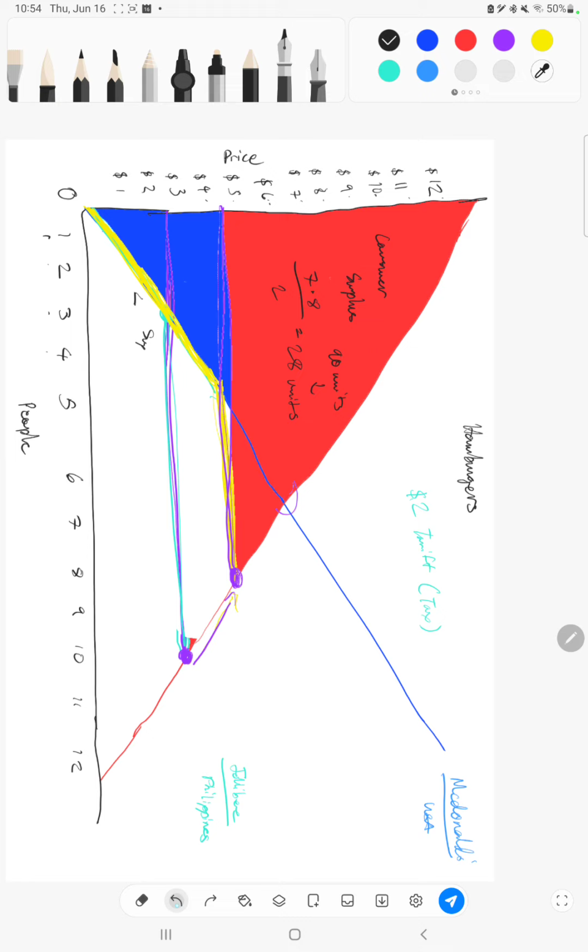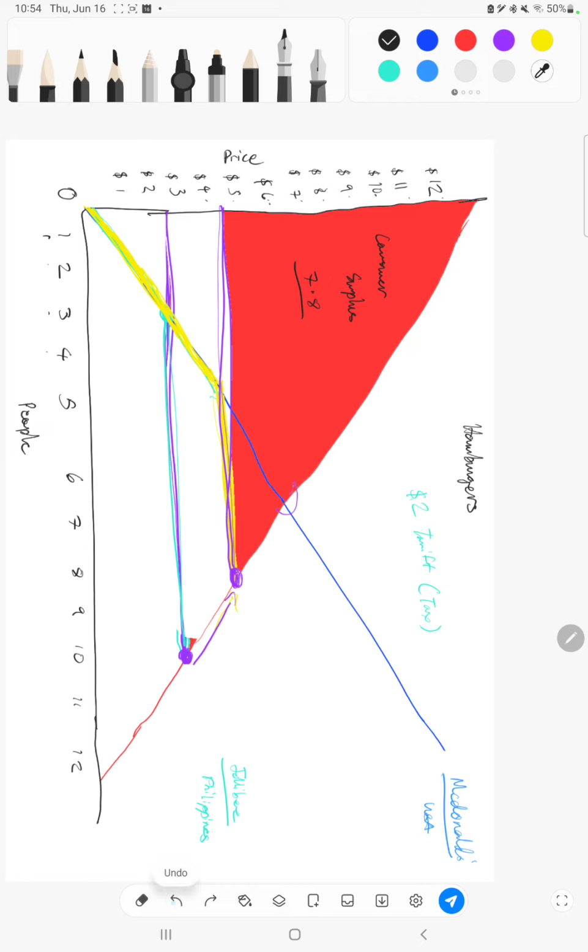And so now comes the interesting part. If we go back, let's take this out for a bit.